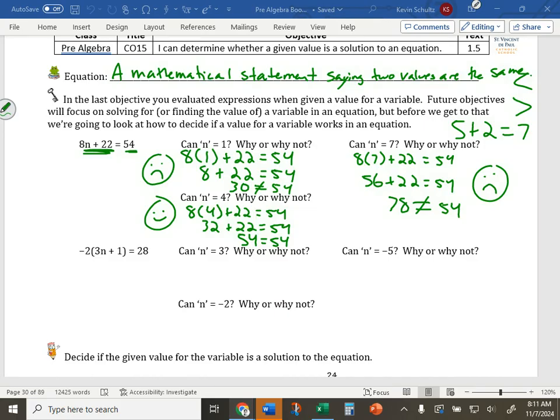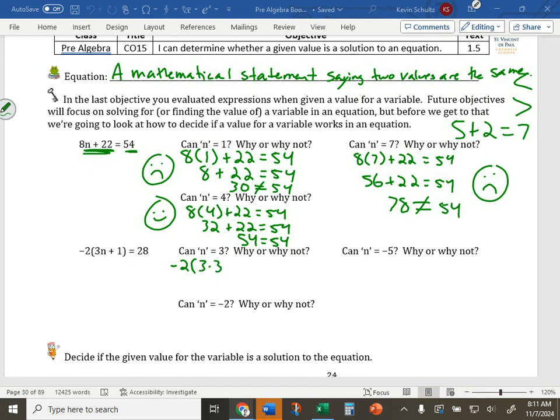Well, next one. Negative 2 times 3n plus 1 equals 28. I'm asking you, can n be 3? Okay? Are we good? Okay. Can n be 3? We're going to do the same thing that we did before, right? Take our expression, plug 3 in for n.